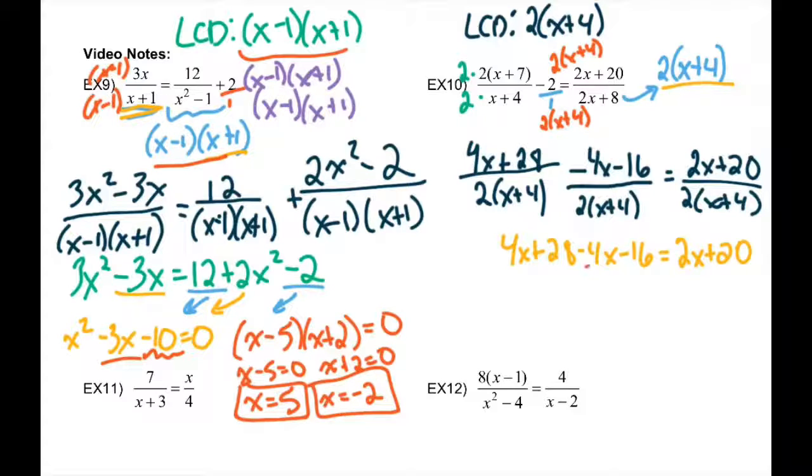We want to combine like terms. The 4x's are gone, so really I'm looking at 12 equals 2x plus 20. We can subtract the 20 on both sides, we'll get negative 8 equals 2x, divide by 2, and we get negative 4 for our x value.